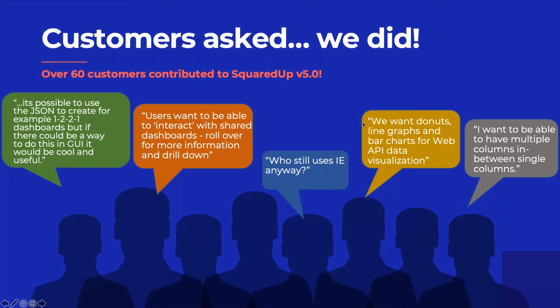So a couple of months ago, we did send out another survey, which was predominantly finding out about how people were using SquaredUp when it comes to laying out dashboards and any other problems they were finding. And we've had over 60 customers actually contribute to version 5. The main threads of what they were asking for were better and faster ways to design dashboards, and a more interactive sharing experience for end users. So when you share something through open access, people want to be able to interact with that a bit more. And a fuller range of visualizations for web API tiles as well. So let's lift the covers off version 5.